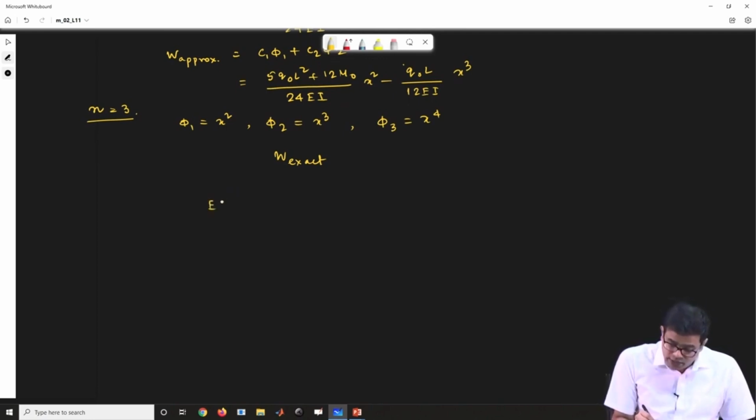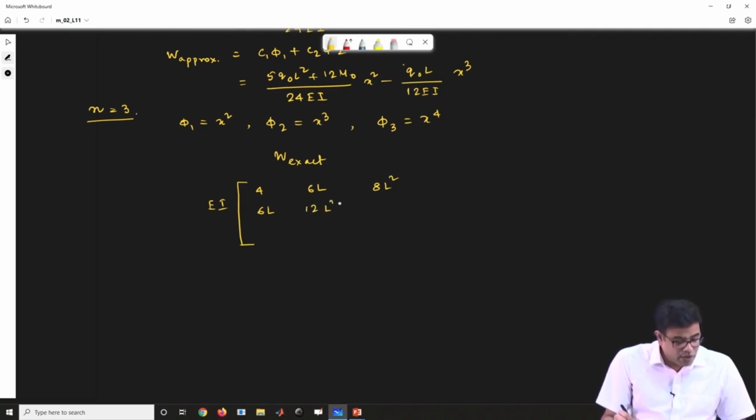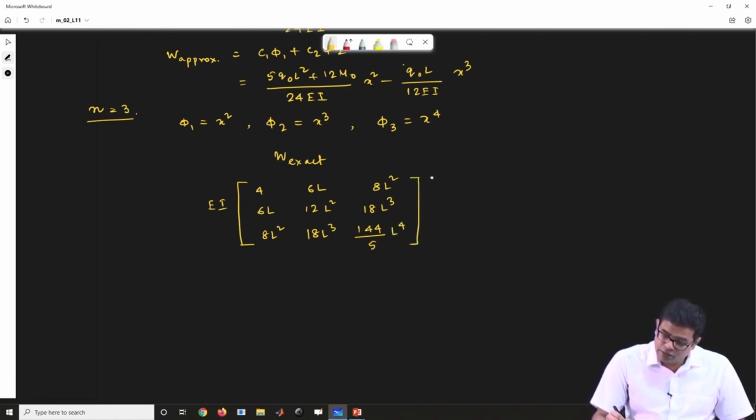This will look like this, not the exact solution, the approximate solution: 4, 6L, then 8L square, then 6L, 12L square, then 18L cube, then 8L square, 18L cube, then 144 by 5 L to the power 4. So this is multiplied by C1, C2, C3.